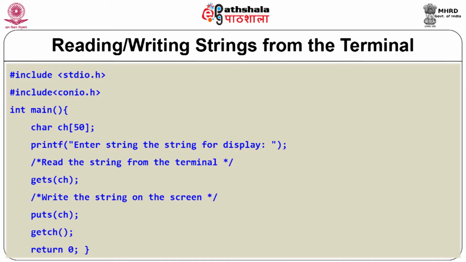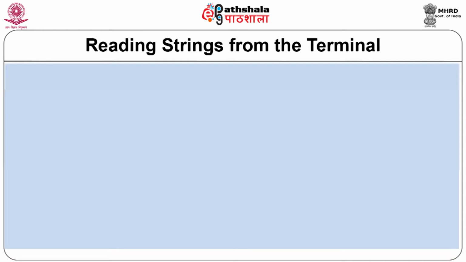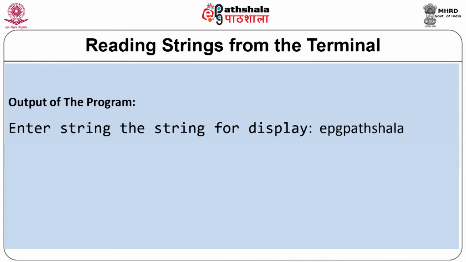If I use gets, it means you are reading characters or strings from the terminal. If you use puts, it means you are trying to put characters on the screen, or display them on the screen. So in this program we are entering some string, I have entered the string EPG Pachala, and the result is EPG Pachala because I am taking the same string from the terminal and the same string is displayed on the screen of the computer.